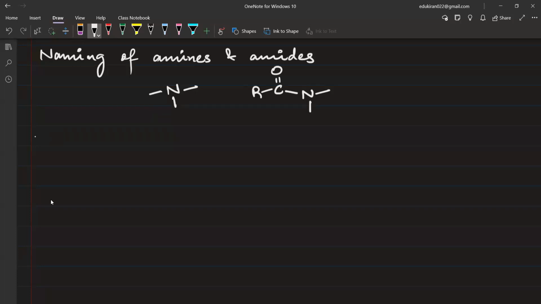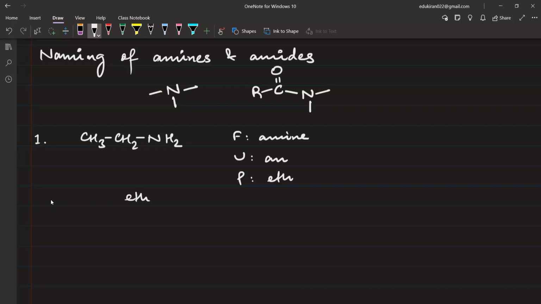So if I take an example, let us suppose you have something like this. You have CH3, CH2, NH2. Then you don't have any problem. You will just write this is amine. So amine will be the functional group. There is no double bond or triple bond. So AN, and the parent is 2 carbons, so it will be eth, right? So you can write ethane amine, or rather ethane 1 amine if you want to write the number also, ethane 1 amine.